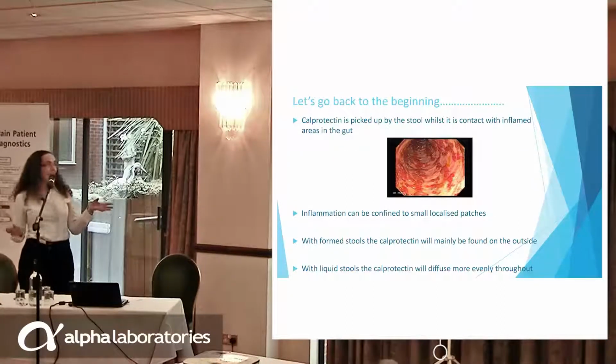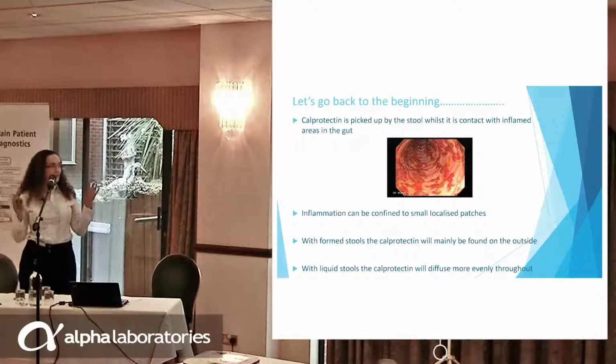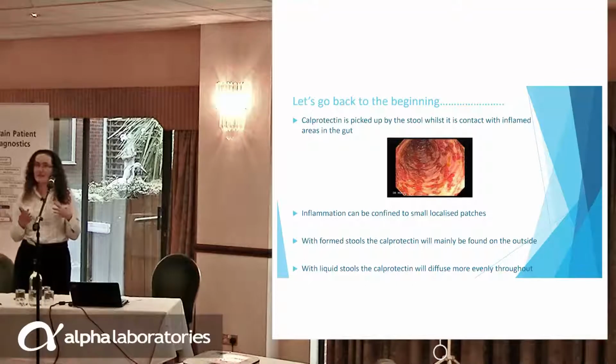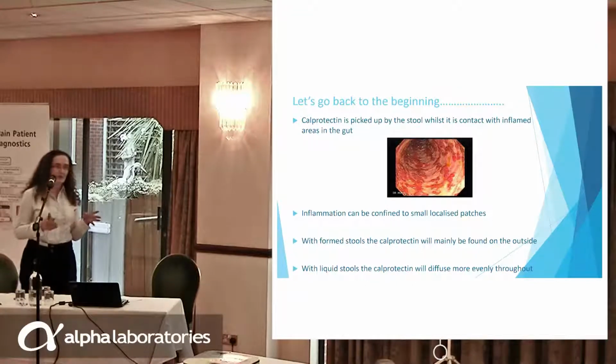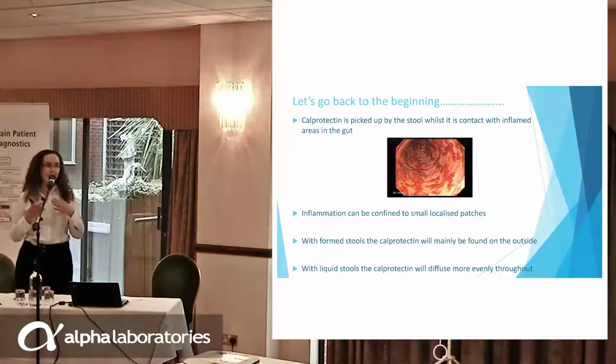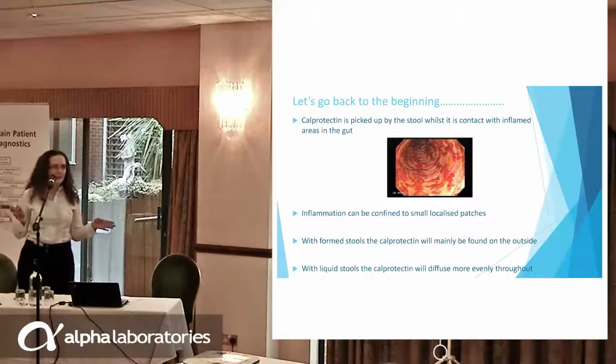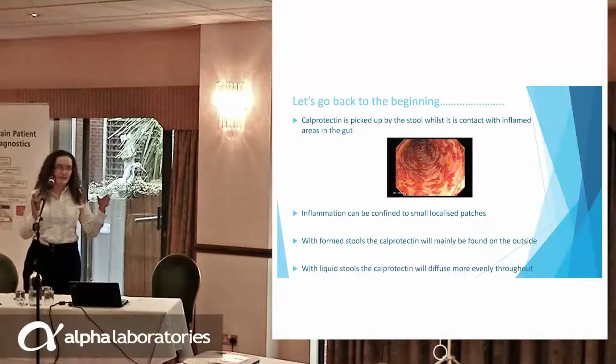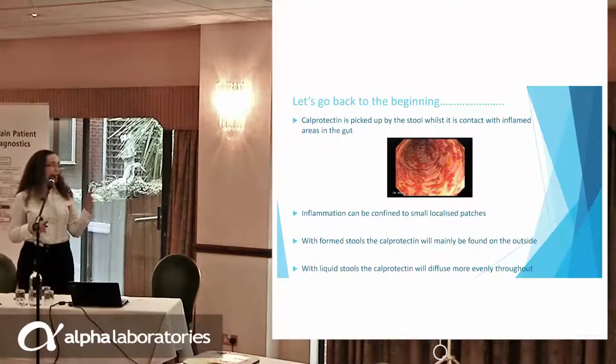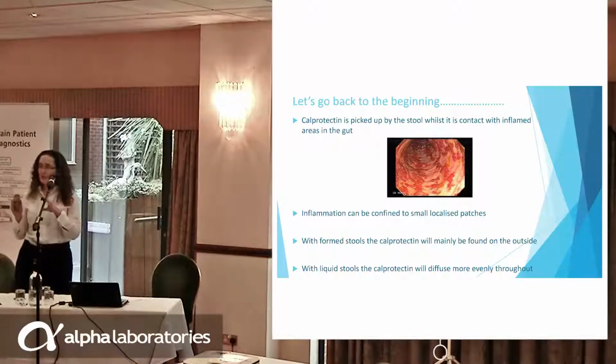We all know that calprotectin is picked up by the stool as it comes into contact with inflamed areas in the gut. So depending on which type of IBD you've got and the various stages of the disease, it can be pretty much throughout the entire gut. It can be confined to individual segments within the gut, or it can actually be confined to small localized patches in the gut.